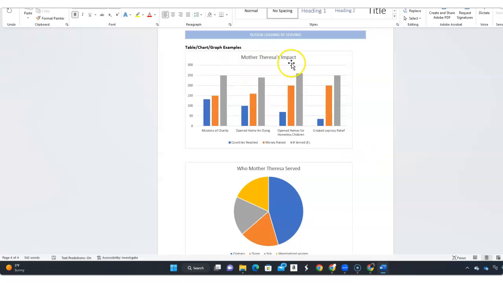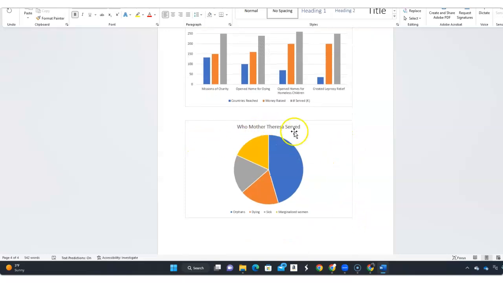So for example, I have put together a chart here, Mother Teresa's impacts, and you will see her top 4 impacts: missions of charity, homes for dying, homes for homeless children, and leprosy relief. And then I have quantified the countries she's reached, the money she raised, and the number she's served in thousands. Okay, now please note this data is somewhat fictional. I just put this together for a visual reference.